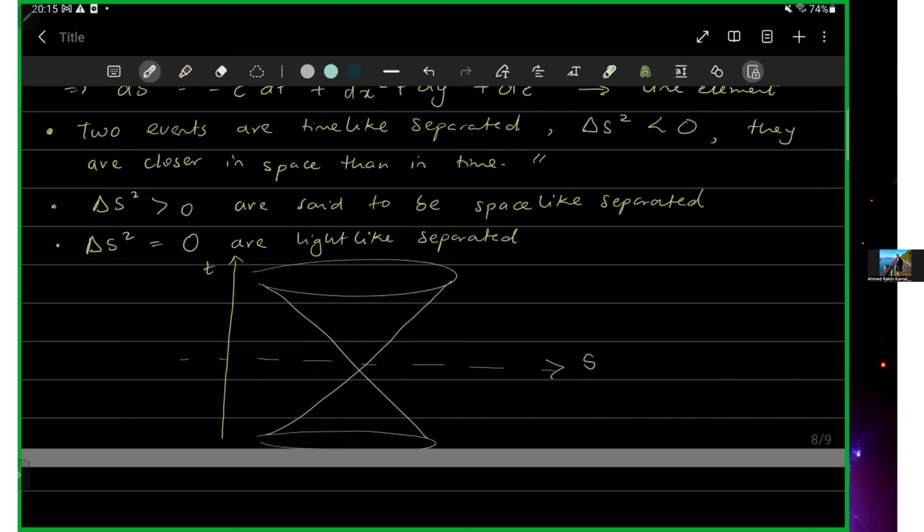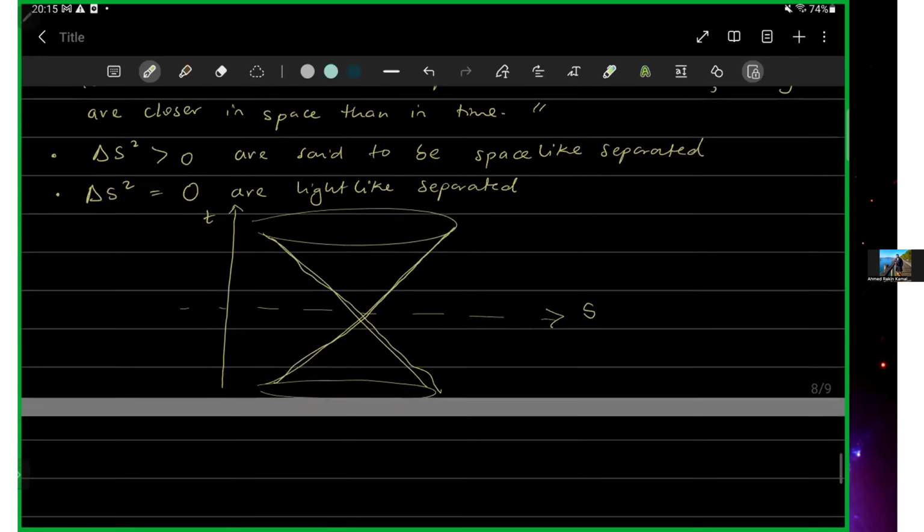Now, points that are space-like separated, which means that they are closer in time and farther away in space, would deviate more in space than time, and therefore they would be outside the light cone. Okay? And the ones that are light-like separated would be exactly on the edge of the light cone where ds squared is equal to 0 or delta s squared is equal to 0.